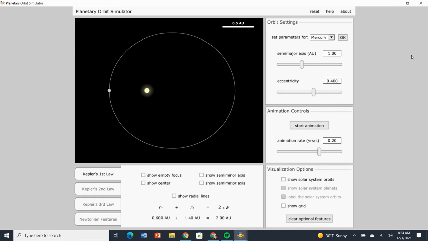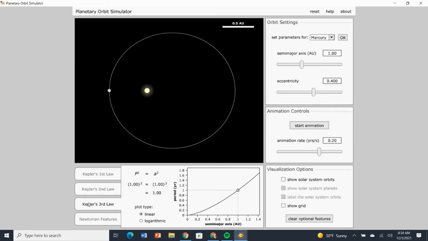The first thing that we have to remember to do is click on Kepler's third law, because we're working with it this time. And you can see when I clicked that, this little formula came up right here, along with a little graph as well, in the same window that we've been using.